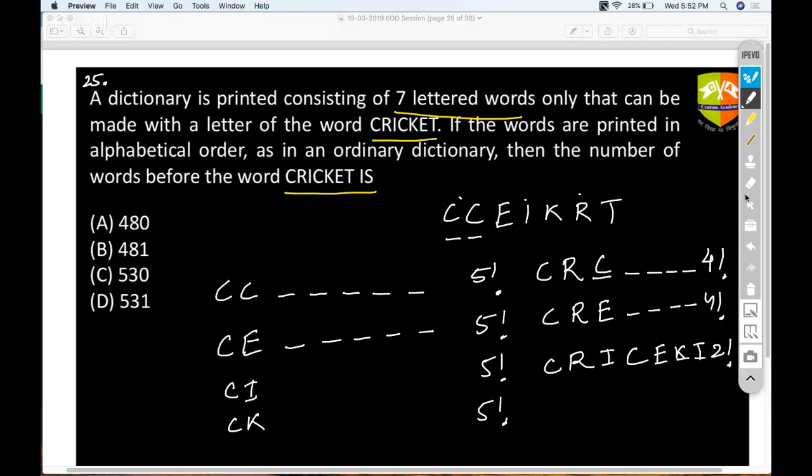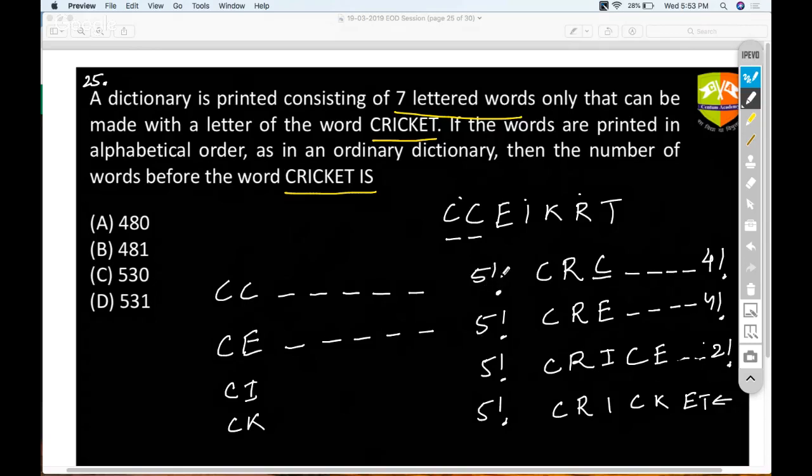One minute. So the next word will be CRIC. After that, the next word will be K. So if K comes, the next word has to be ENT. So this is the word exactly after this.